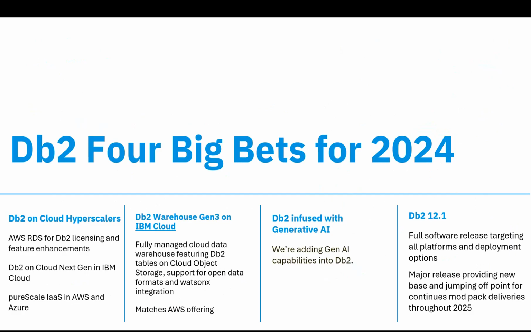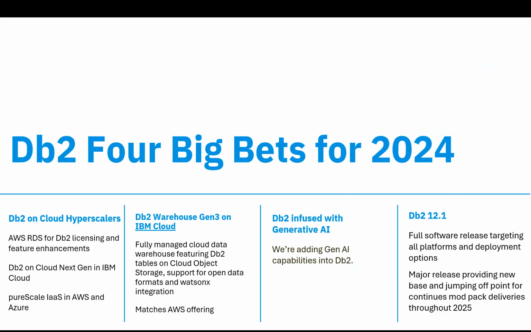So just a little bit of a recap as we look back on 2024. A lot of our investment was really on Db2 and the hyperscalers. How did we enhance and bring AWS RDS to maturity, as well as invest in our own Db2 on Cloud next generation product, learning from some of the work we did with AWS on Db2 for RDS on how to bring Db2 cloud to be a little bit more flexible in that offering. We deliver pureScale as a service in AWS and are looking to bring it out in Azure in 2025.